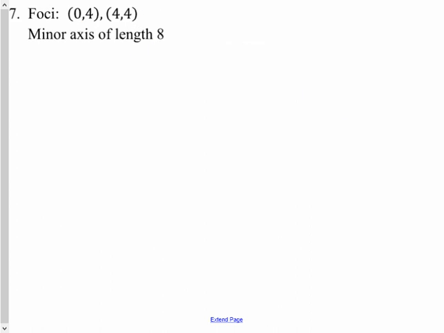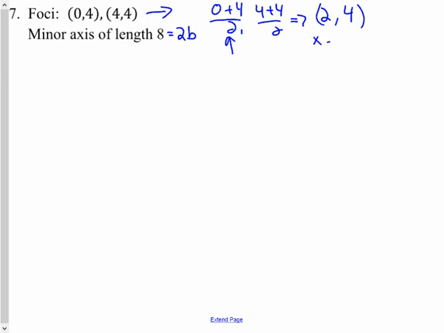Next one, less information. Foci 0, 4 and 4, 4. Minor axis is length 8, which is 2b. Now this also tells us information. Right? This tells me two things. Midpoint of that is 2, 4. Also, what's moving? Right? X is moving. So X is major. 2, 4 is our center.